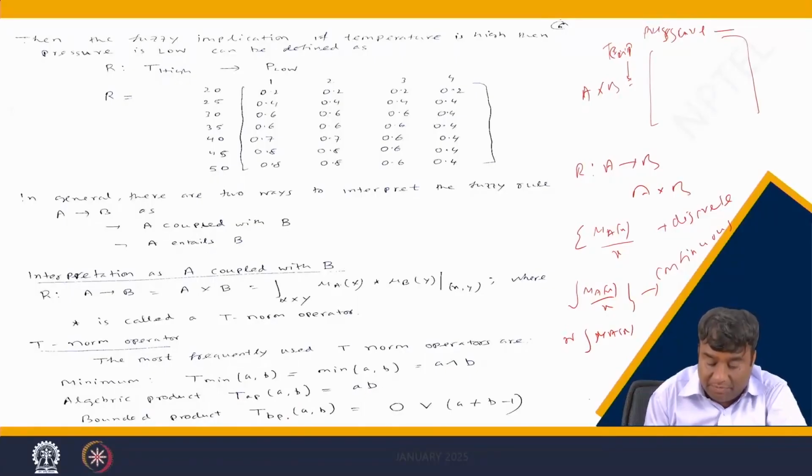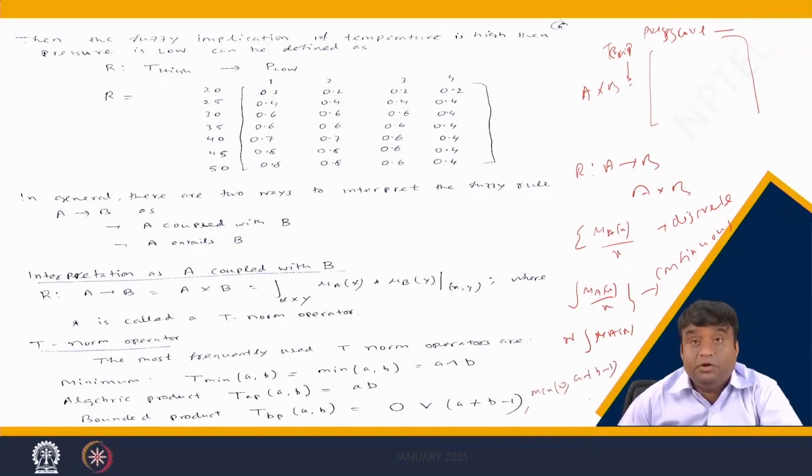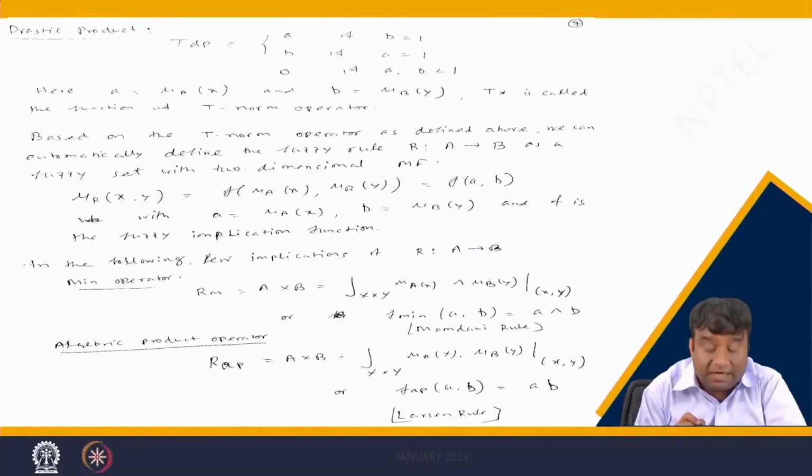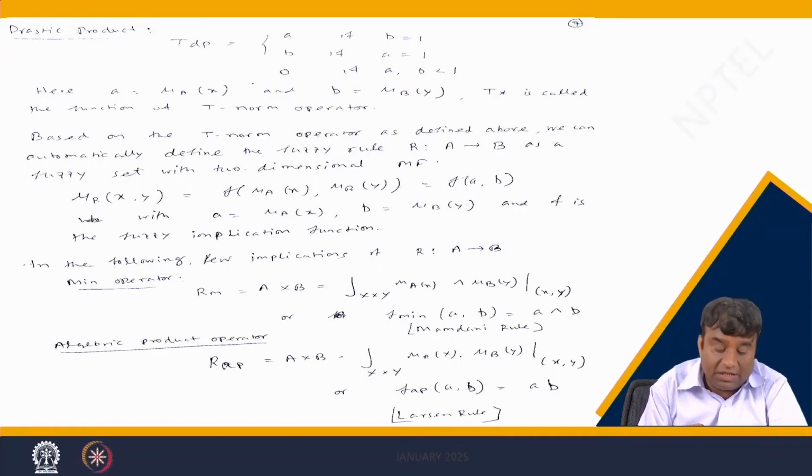Bounded product T_BP(A, B) is the maximum value of 0 and A plus B minus 1. Next one is the drastic product T_DP. If B equals 1 the value is A, if A equals 1 the value is B, otherwise 0, that is, when A and B are less than 1 then we get 0. For all these cases we took A as mu A(x), B as mu B(y), with the T-norm operator.